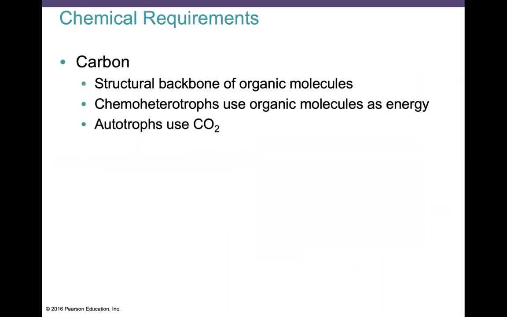Chemical requirements. Because most bacteria are going to be heterotrophs, which means they have to eat food, they need a carbon source. Carbon is important because it's a structural backbone of all organic molecules. Autotrophs are able to take CO2 out of the atmosphere. Most heterotrophs cannot do that. They have to bring in some type of carbon source. Autotrophs are able to take CO2, undergo a process called photosynthesis, and use that to make carbohydrate or carbon sources, but most bacteria cannot do that process.